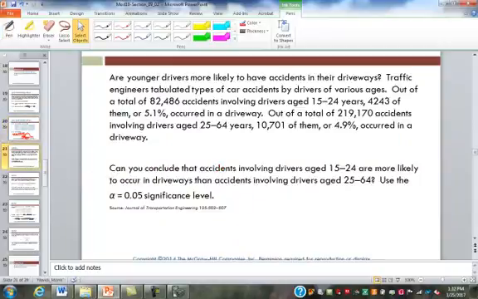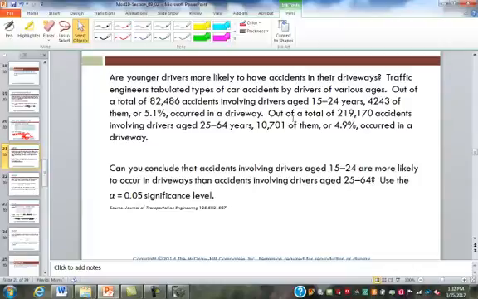They're going to give us an example here. Are younger drivers more likely to have accidents in their driveways? Traffic engineers tabulate types of car accidents by drivers of various age. Out of a total of 82,486 accidents involving drivers age 15 to 24, 4,243 of them, or 5.1%, occur in a driveway.